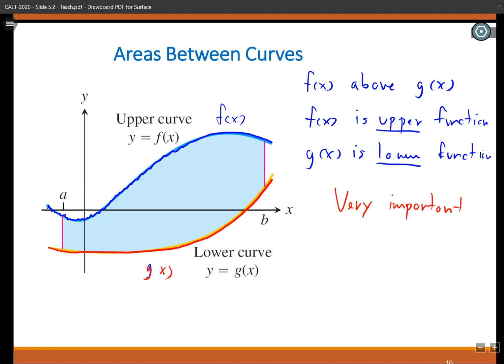Alright, and if you want to look further into the Riemann sum, that's going to look like that. This small rectangle, as you can see, has a height of f(x) minus g(x). That's why we need f(x) to be above g(x). Okay, now that you see the shape of this and the relation between f(x) and g(x), let's move to the examples.